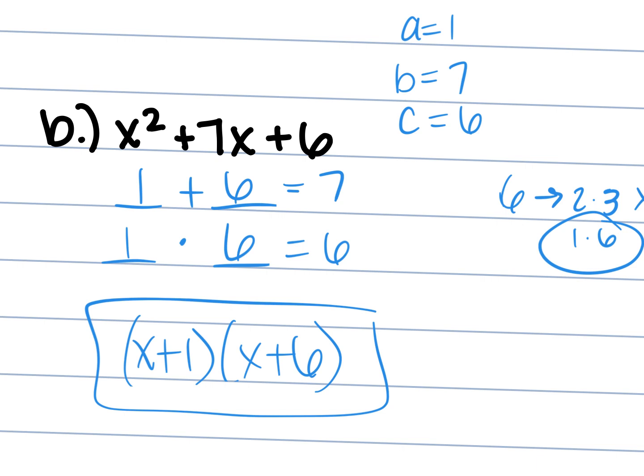If I wasn't 100% confident, what could I do to check my answer? FOIL it. Very good. Go ahead, Caitlin. X plus 1 and x plus 6 is our answer. Yes, this is factored. Where did the 7 and the 6 come from, guys? The B and the C value. The B is always going to be the addition, and the C will always be the multiplication.